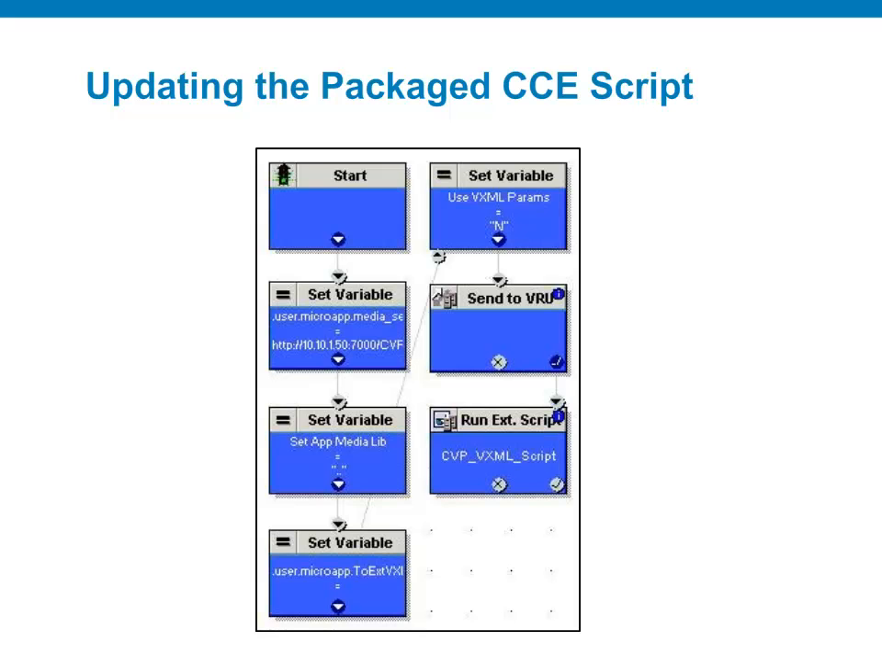You will notice there are several set variable nodes here. As stated before, Packaged CCE uses ECC variables to pass control information to CVP. CVP will accept these variables and use them to build an HTTP post that points to the VXML application of the VXML server. If you watch closely over the next few slides, you will see that the resulting HTTP post will look like this.